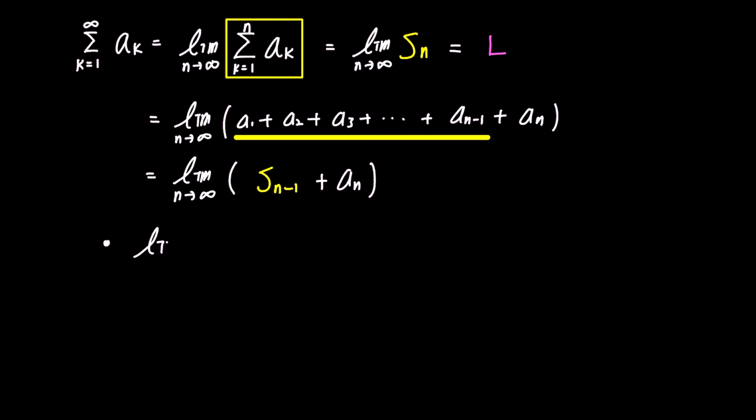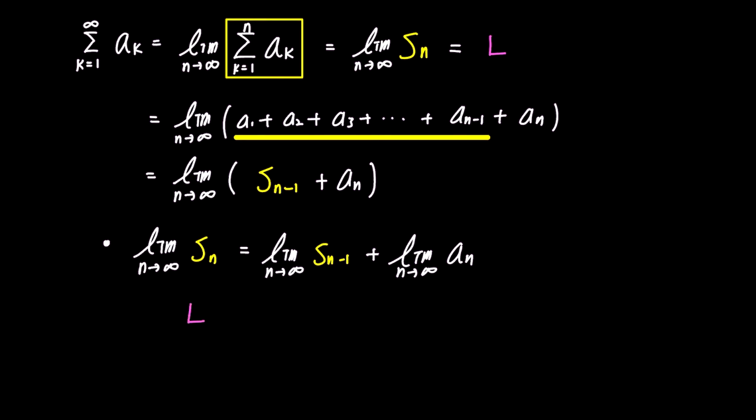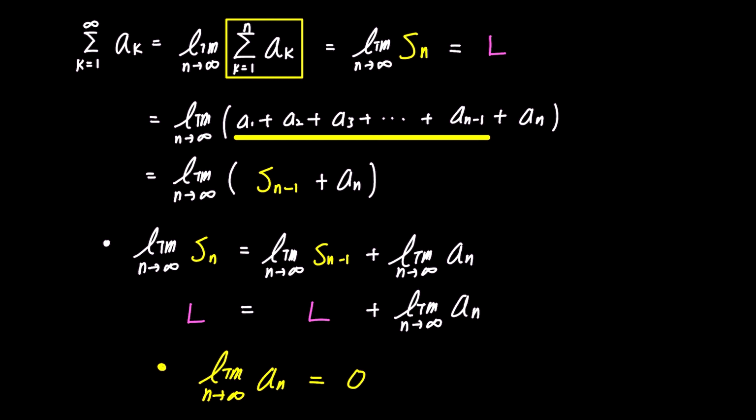So the left side was originally the limit of s sub n, and expanding the right side as a limit expression gives us the limit of s sub n minus 1 plus the limit of a sub n. Since we assume that the infinite sum converges to L, the left side becomes L, and the right side becomes L plus the limit of a sub n. In the end, we obtain the result that the limit of a sub n as n approaches infinity is 0.